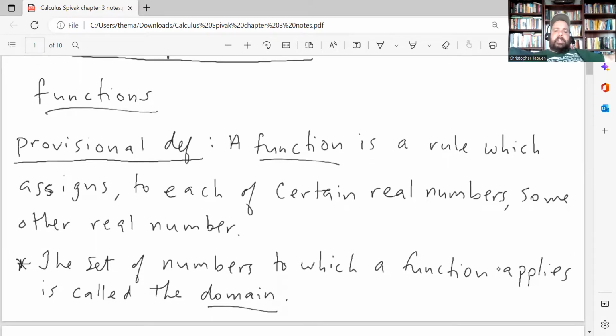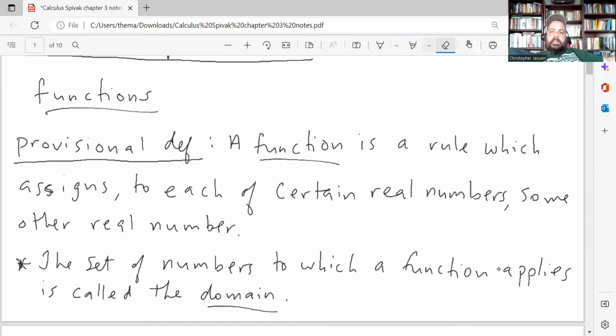The provisional definition says a function is a rule which assigns to each of certain real numbers some other real number. And there are issues with this definition because, for example, this word rule is really too vague to be used as a formal definition. The set of numbers to which a function applies is called the domain. All right, so this is our tentative definition of a function.